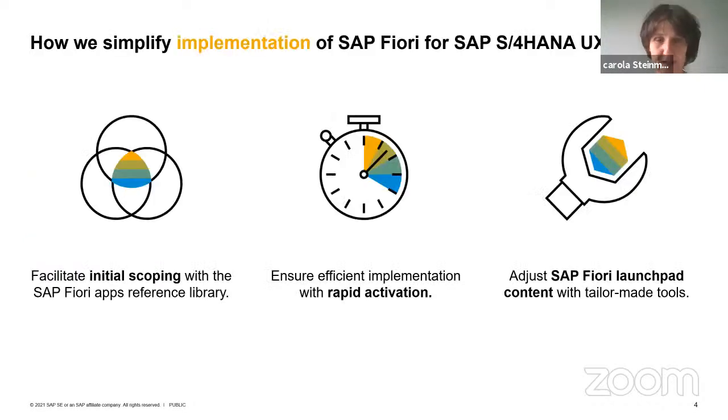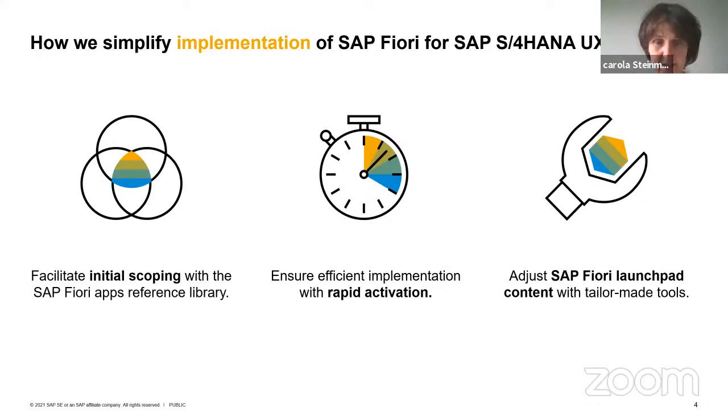So the whole Fiori implementation process has mainly three phases. First of all, we have the initial scoping phase, where you need to find out which Fiori apps are relevant for you, what are the apps you want to use, and which business processes you want to cover.